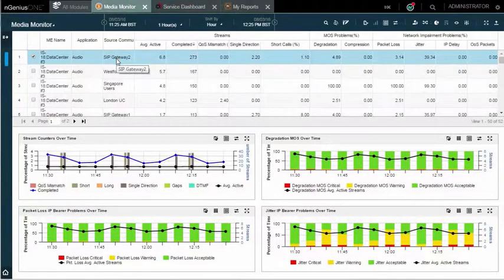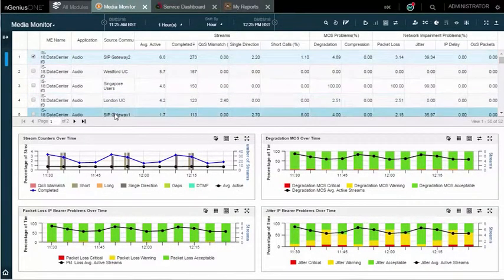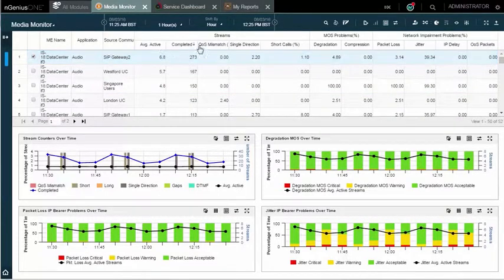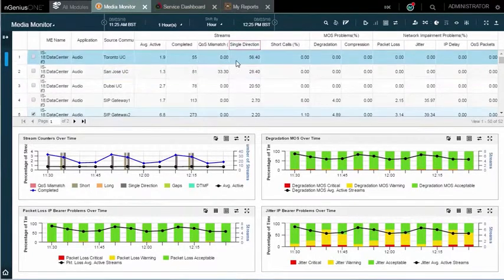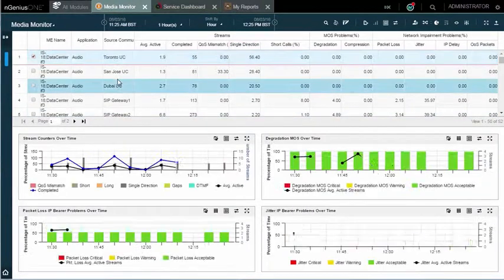Media Monitor presents all the calls as a sortable and extendable list of metrics shown for each location: number of active and completed calls, QoS mismatch, single direction calls, short calls, and MOS degradation percentages. Sorting by completed calls gives a view of the busiest locations or trunks and gateways, in this case SIP trunk gateway 2. Sorting by single direction streams gives us worst locations experiencing one-way calls, in this case Toronto.